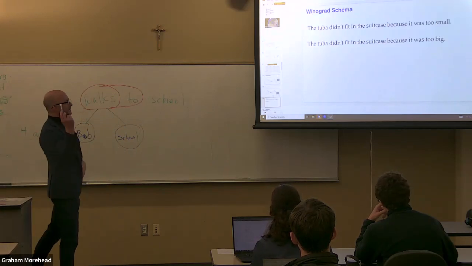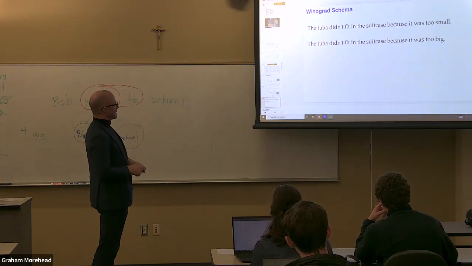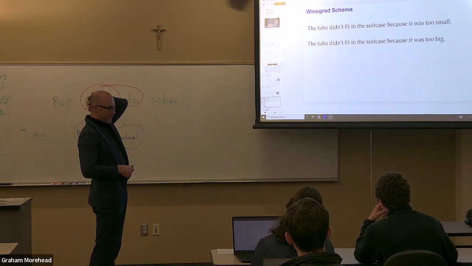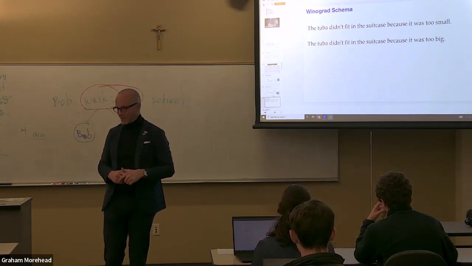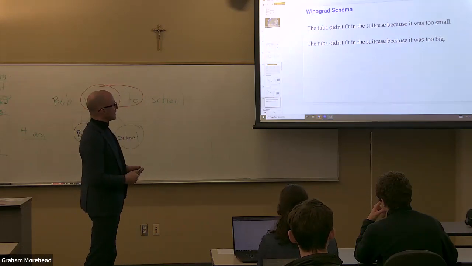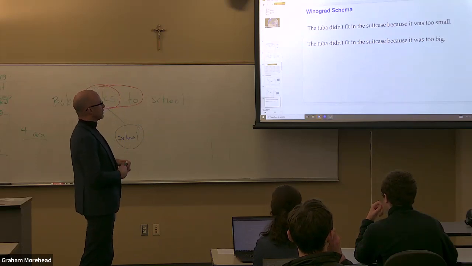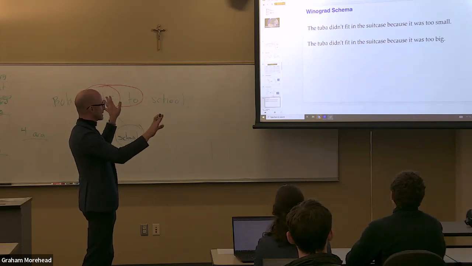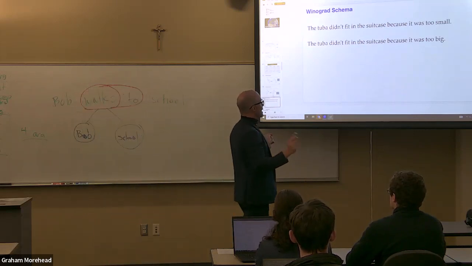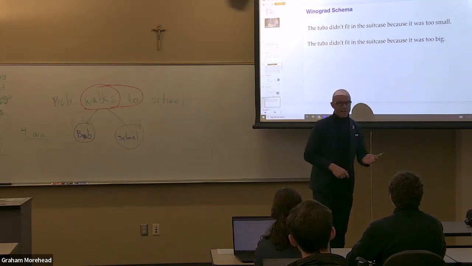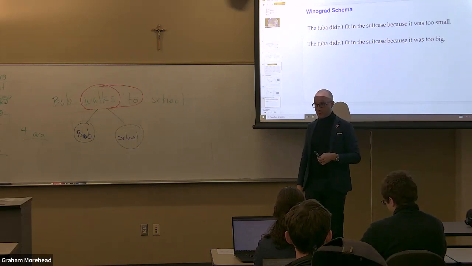Okay, another really interesting use case is the Winograd schema. And I think Winograd was a place where they did this. But the idea was, let's come up with examples that will break our algorithms. The tuba didn't fit in the suitcase because it was too small. Let's just look at the top line for a second. One of the challenges in human language is pronouns. What does it refer to?